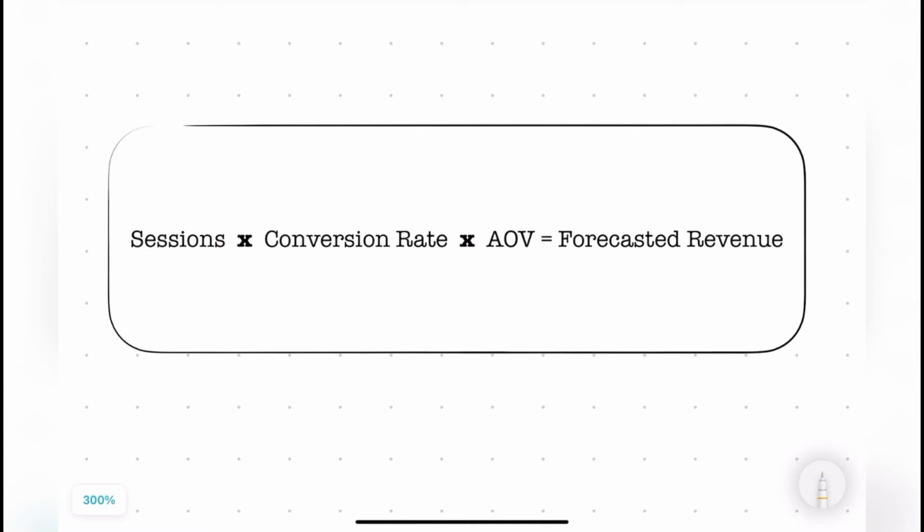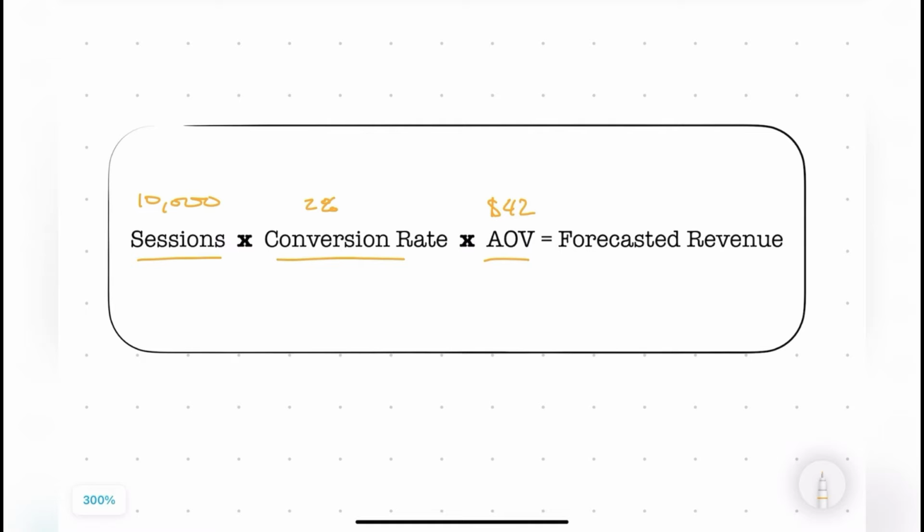And so the equation is pretty straightforward. We've got sessions, conversion rate, and AOV. Let's do an example real quick. Let's say you are forecasting 10,000 sessions, and we're forecasting a 2% conversion rate. And your AOV, you think it's going to be, let's say, $42.